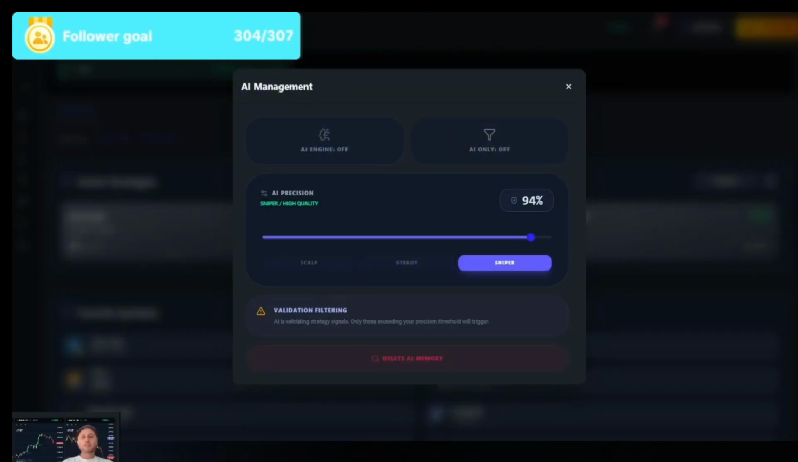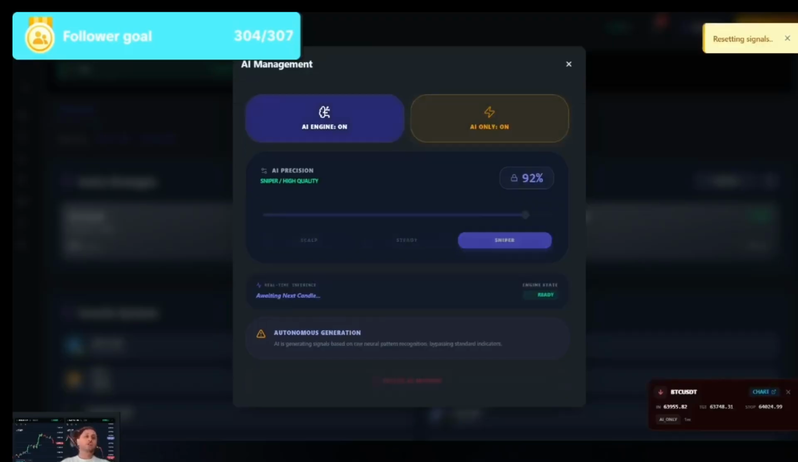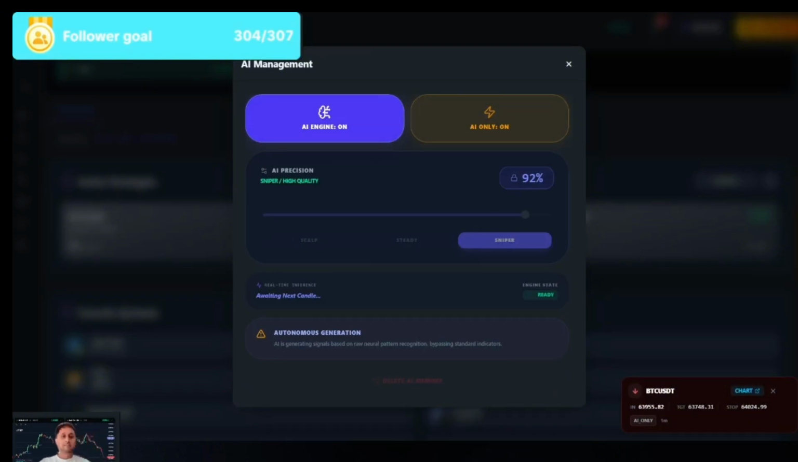So the sniper feature will probably cancel a lot of those signals. Sniper percentage usually starts, I think, from 90. Let me see what I've done. No, it's 80. So with 80 plus for a sniper, the higher your precision is, the more accurate your signal will be. So the accuracy will be higher. 92%, okay? Now turn on AI only. And AI engine off. Oh, sorry, AI engine on as well. Let's go for it.